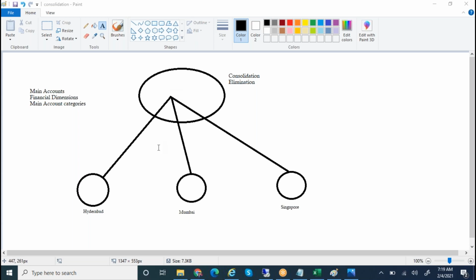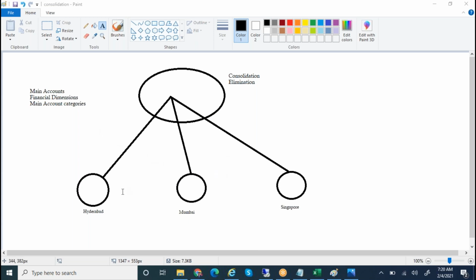Okay. So, sir, what I see, the consolidation process is used only to see all the balances in different legal entities. Yeah, this consolidation process is basically used to see all the balances from different legal entities. Yes, exactly. Okay.